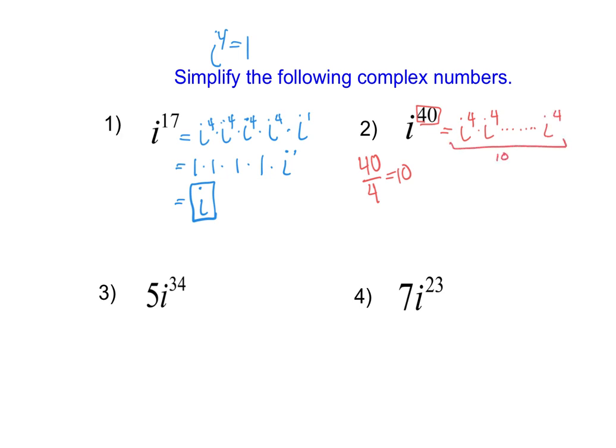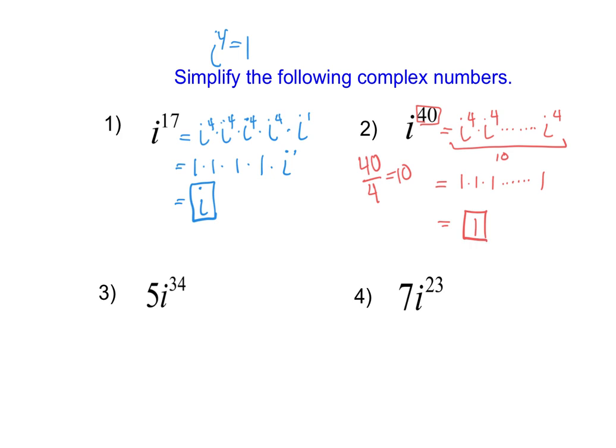And because there's a nice solid number of i to the 4ths and there's no i's left over, we know that this is going to be a bunch of 1 times, all the way through. And as a result, i to the 40th is equal to 1.